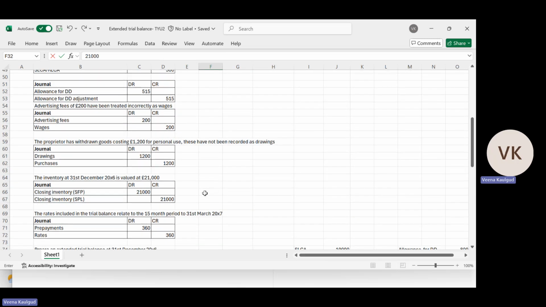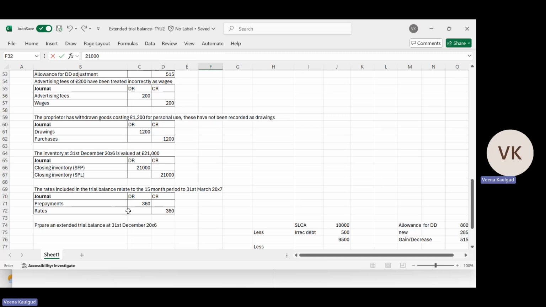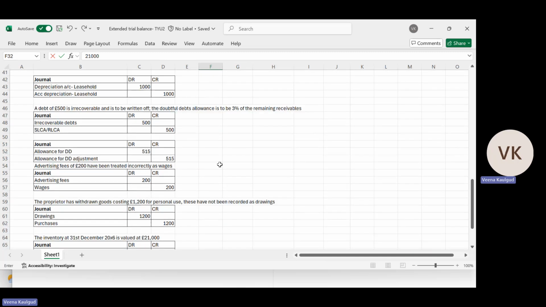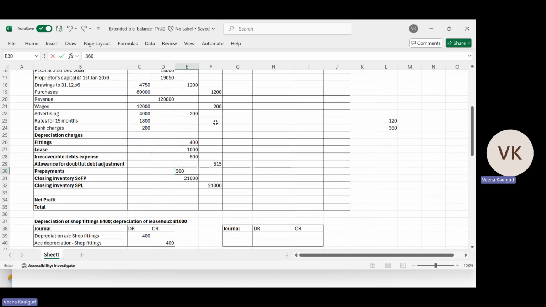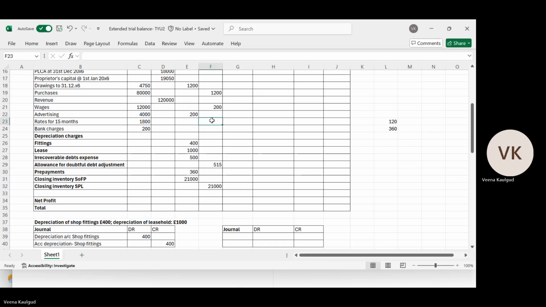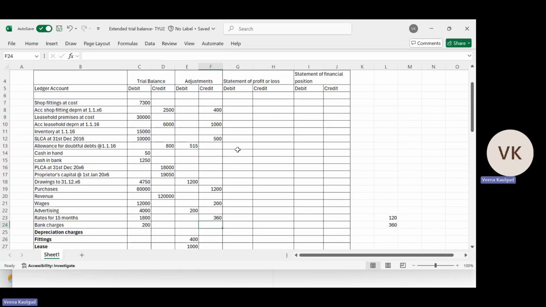Then, is there any other journal? Yes, there is one more journal. Prepayments debit, rates credit. Prepayments debit 360. Rates credit 360. So this is how I would record.